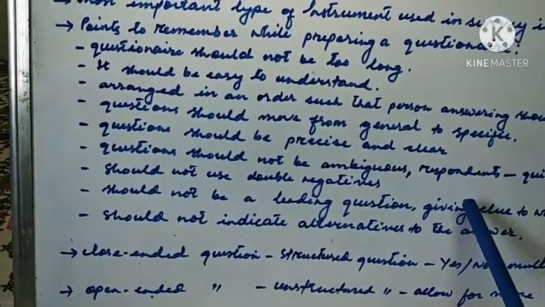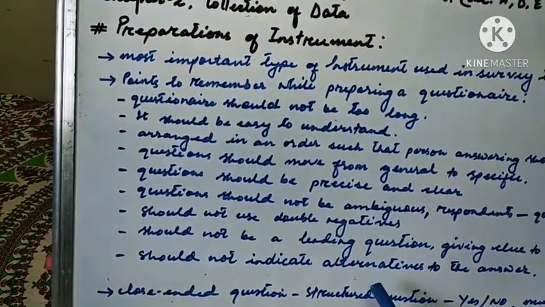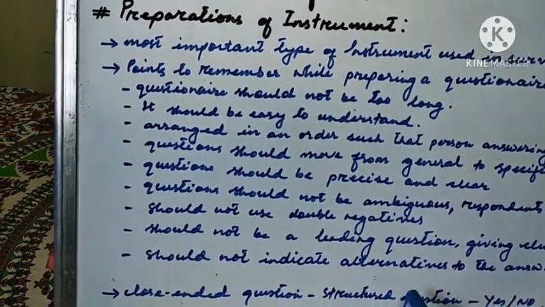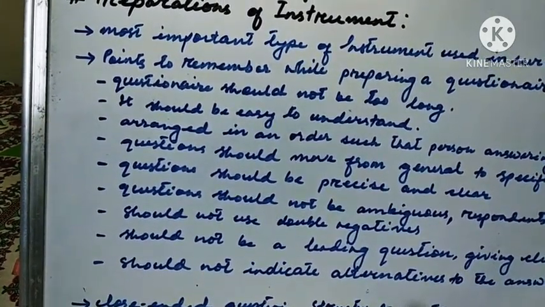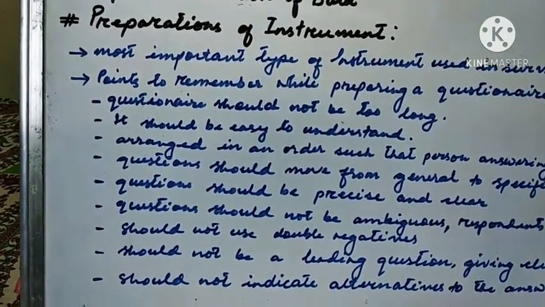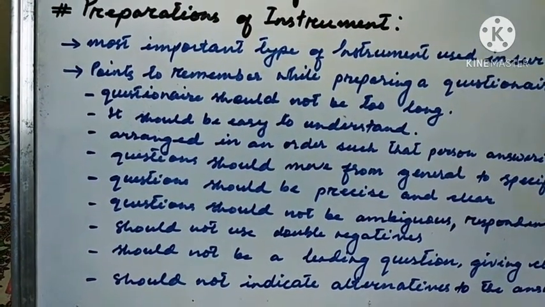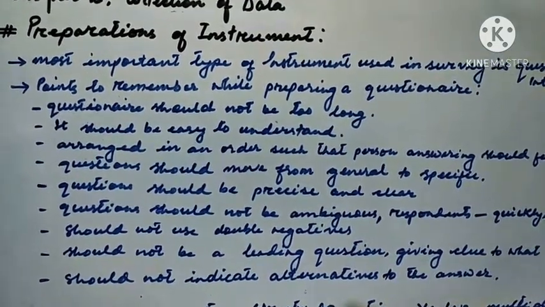The next point is, we should not indicate alternatives to the answer. The question should not indicate alternatives. For example, a poor question: would you like to do a job after college or be a housewife? Instead of asking like that, we can ask, what would you like to do after college? That is a good question which does not indicate any alternatives. Directly it is asked.